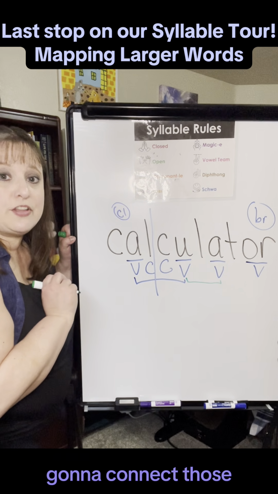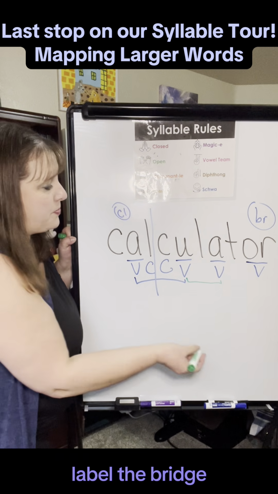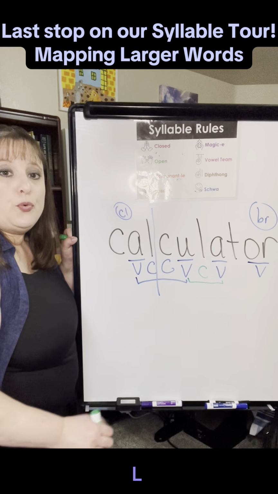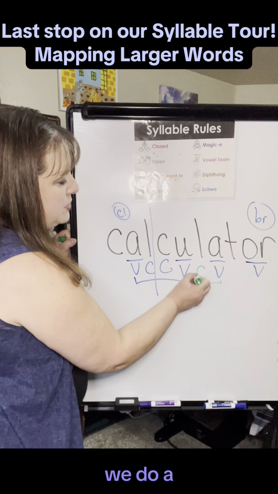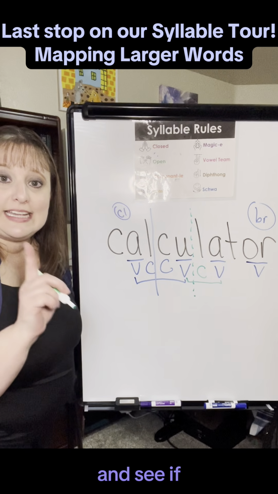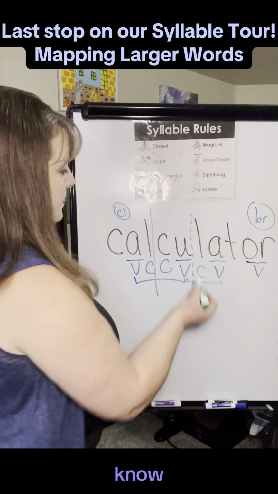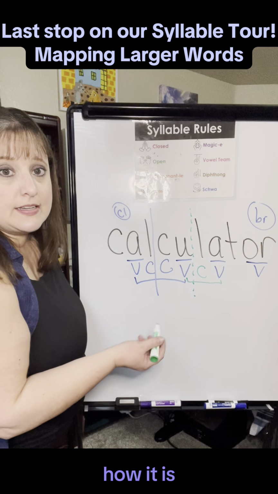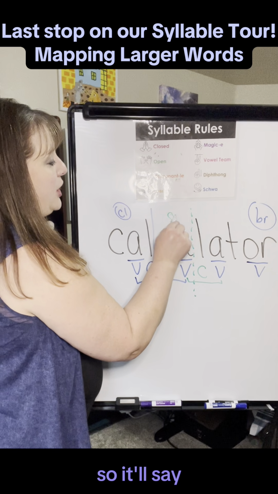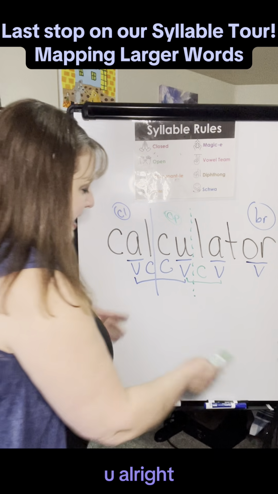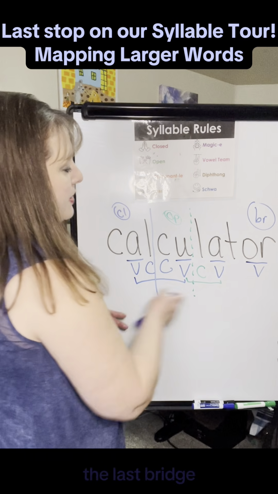So now we're going to connect those two vowels and label the bridge. So there's an L. Ooh, when we only see one consonant on our bridge, it's vowel, consonant, vowel. We do a dotted line before and see if it's a sound or word we know. So will that U be open or closed? How is it? Open. There's nothing blocking it. So it'll say "you." All right, let's change colors again and do the last bridge.